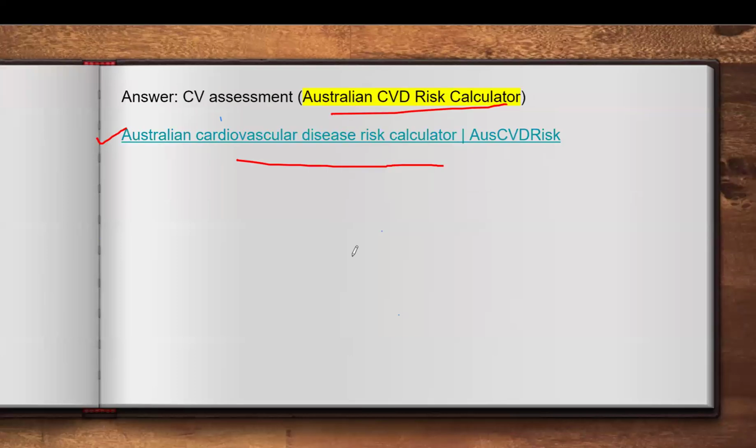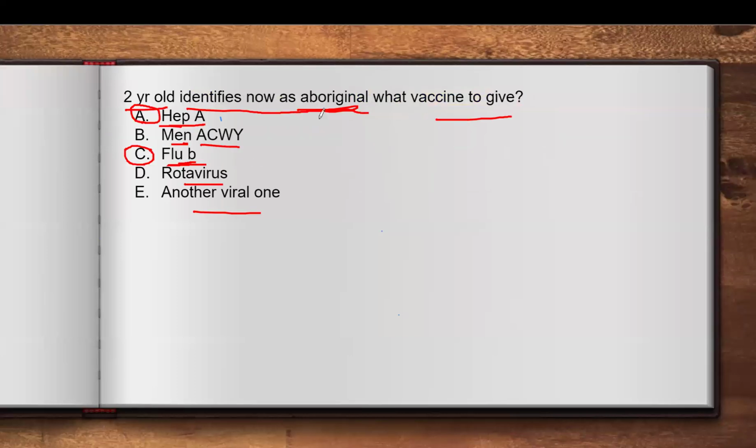Okay. This is the question, doctor. A 2-year-old identifies now as Aboriginal. So the parents might have told now that they are Aboriginal. Okay, so now what is the catch-up vaccination? This child was already having ACWY, Haemophilus influenzae type B, rotavirus. The only thing that was not given to him before was hepatitis A. So now we will give it to him.